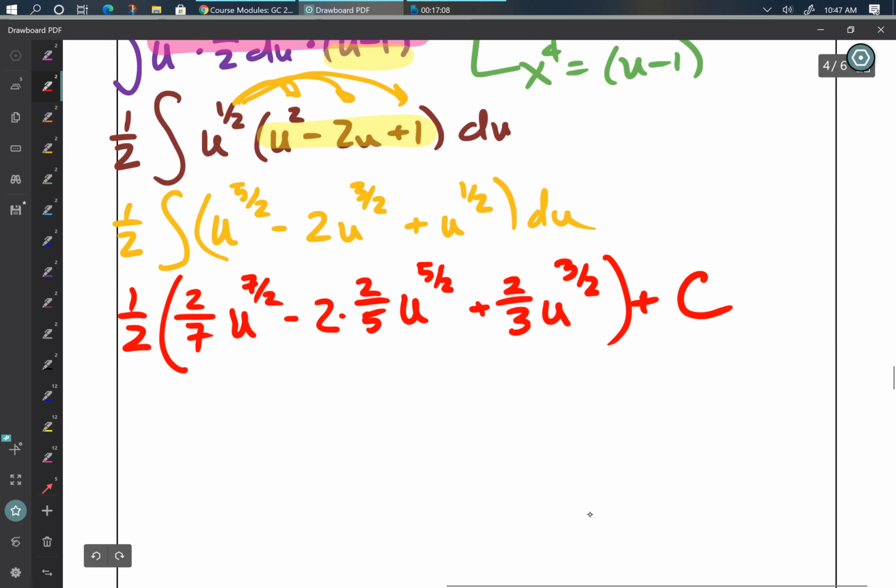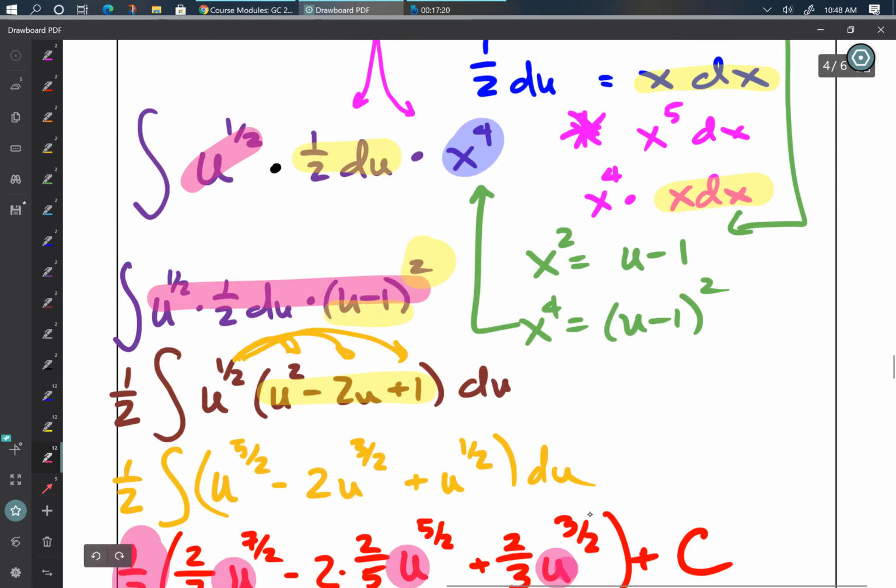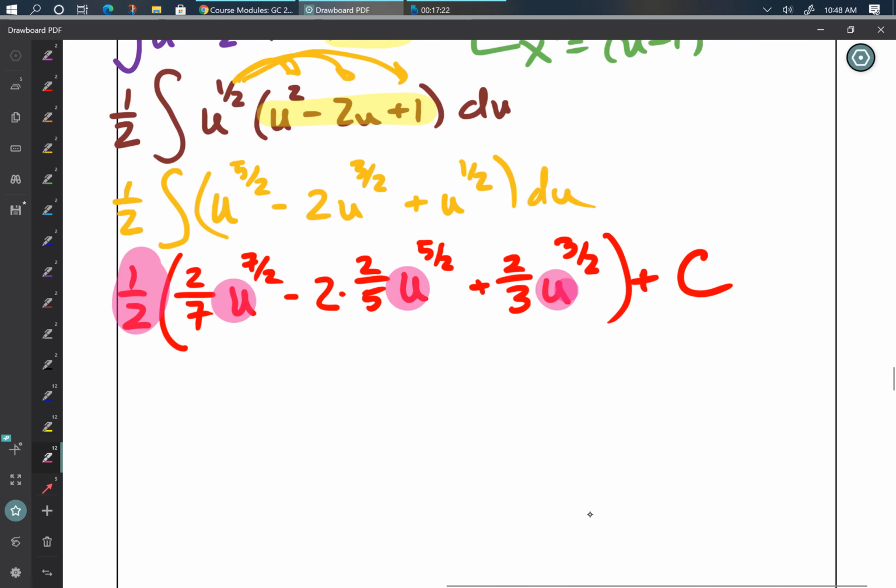Right? Two problems to deal with. I need to deal with all the algebra, the distribution of this 1/2 here into all of those terms, and I need to back substitute for all those u's. And what was u again? Oh yeah, u is 1 plus x squared.